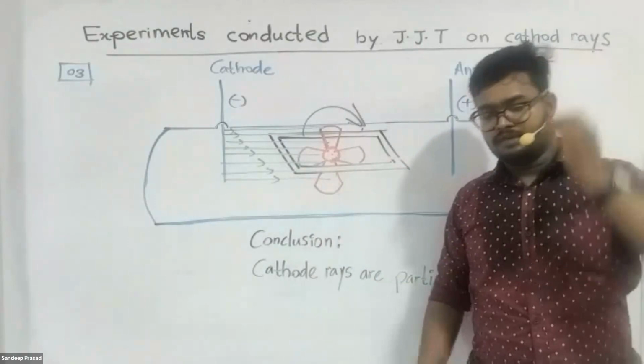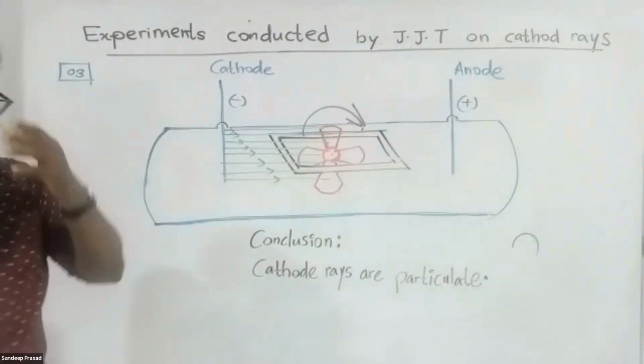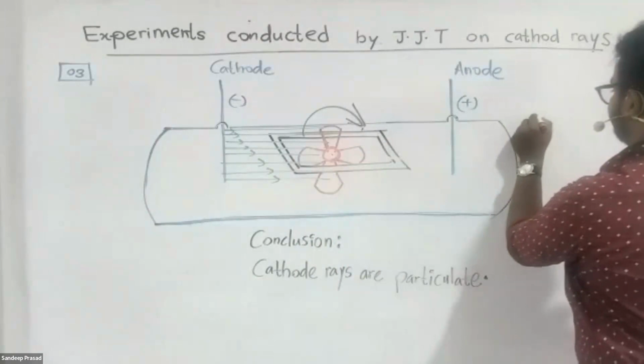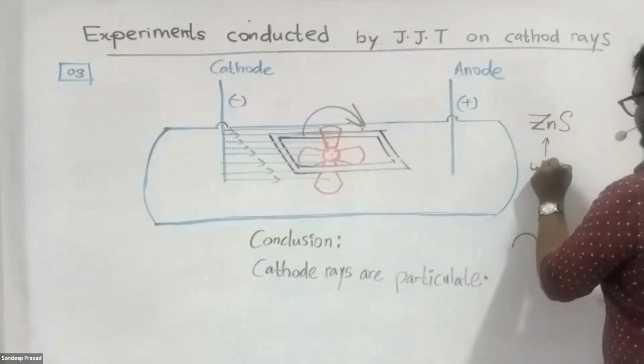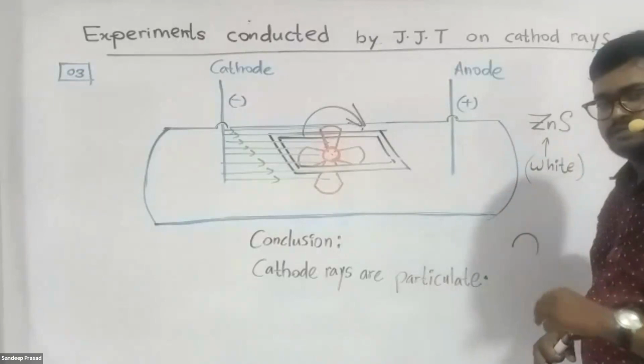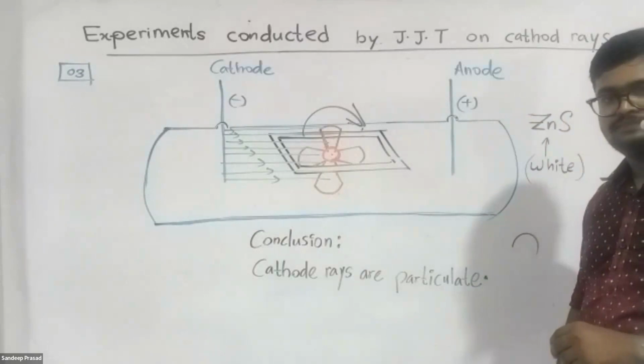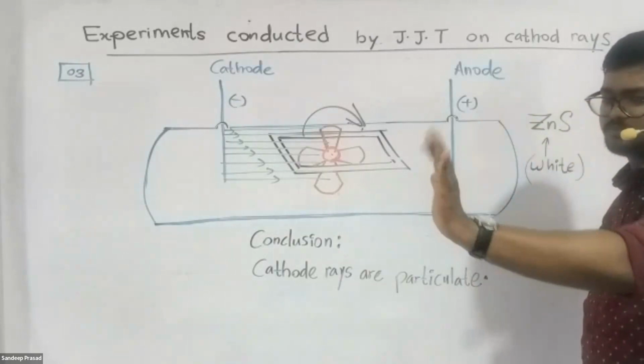We can use a sensitive screen, coated with zinc sulfide. The compound is zinc sulfide. Zinc sulfide is white color. You will learn this in inorganic chemistry as well. It is sensitive to radiations. When the radiations collide with that zinc sulfide coated sensitive screen, known as a fluorescent screen, you can see these radiations in colored spots. If you use a sensitive screen throughout the path, then you can see these radiations in green color.